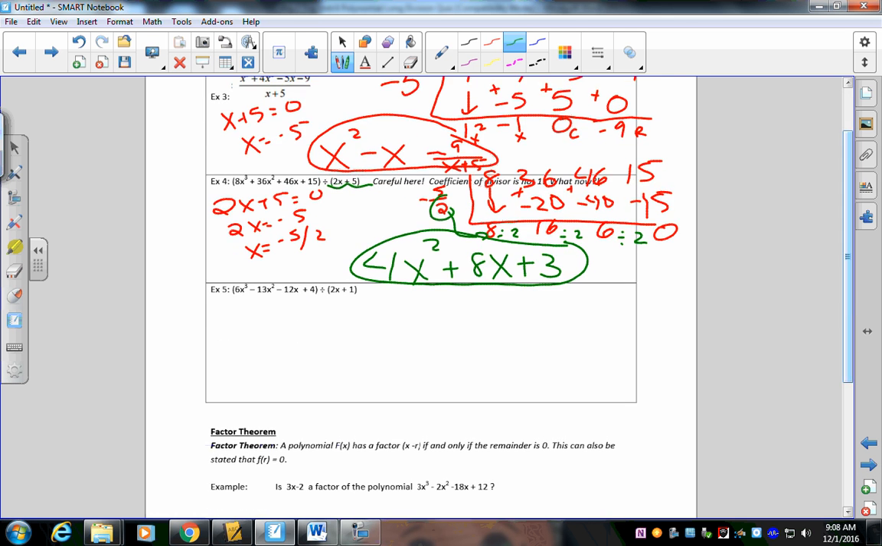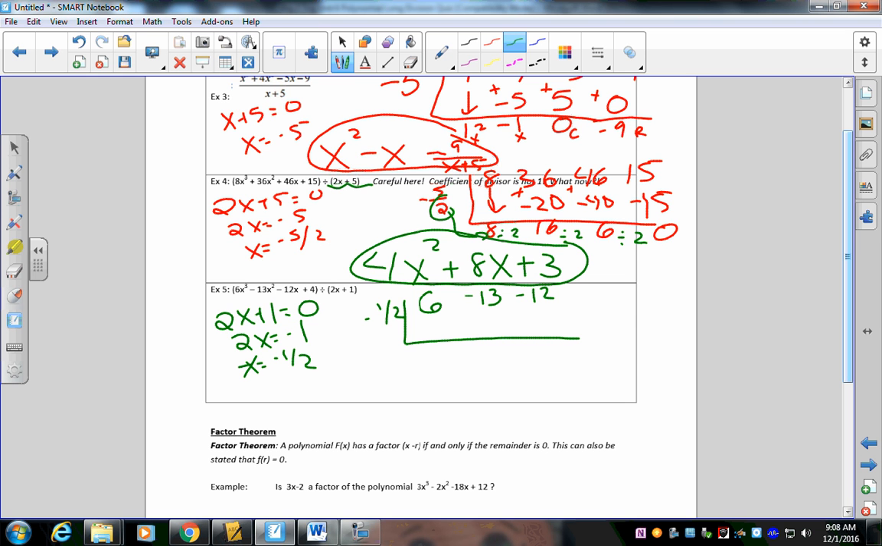All right, so we have one more example. Once again, if you want to try this one on your own, pause the video. All right, so I put this equal to 0. I solve, and I'm dividing by -1/2. So put that on the outside. I've got 6. All my terms are present, so -13, -12, +4.